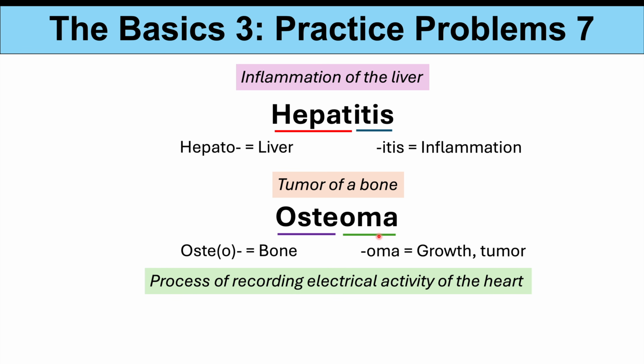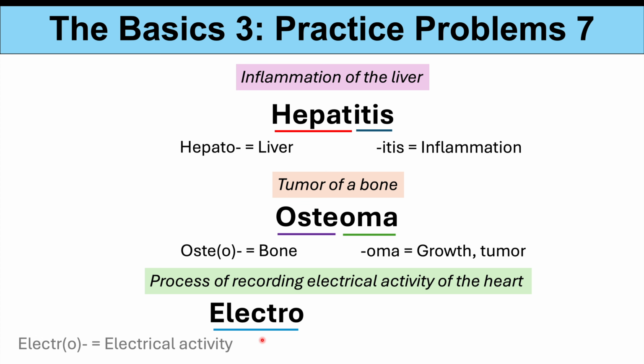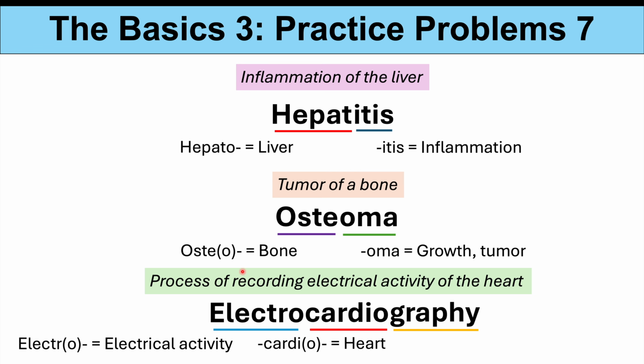And then the last problem is this description of the medical term, process of recording electrical activity of the heart. What do you think the medical term is for this? We see this electrical activity. So this is electro. Electro or electra refers to electrical activity. We talked about the heart being the root cardio or cardi, which again can be found in cardiac or cardiomyopathy, etc. And the last part of this word, this process of recording, is the suffix graphy. Graphy is a process of recording. So electrocardiography is the process of recording electrical activity of the heart.